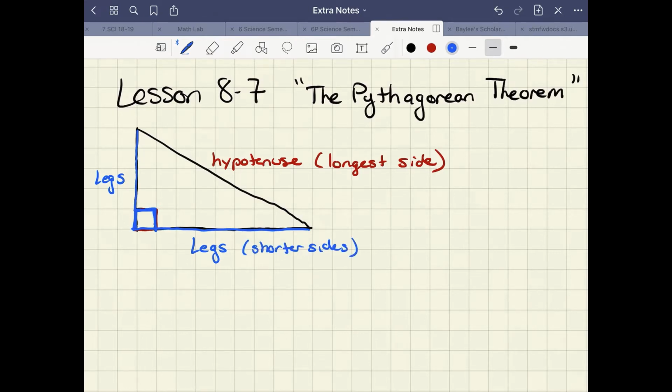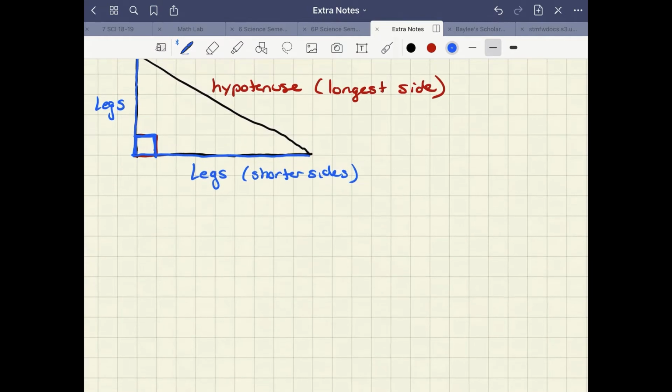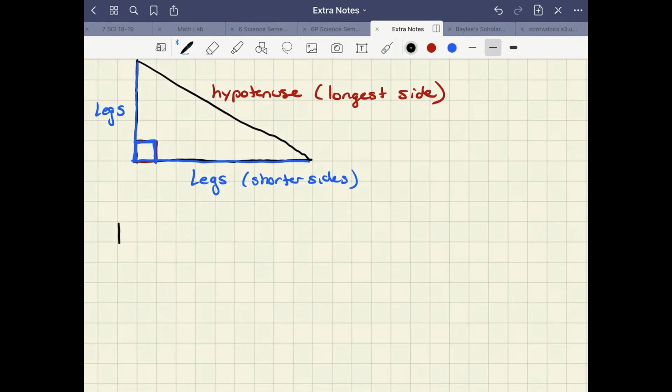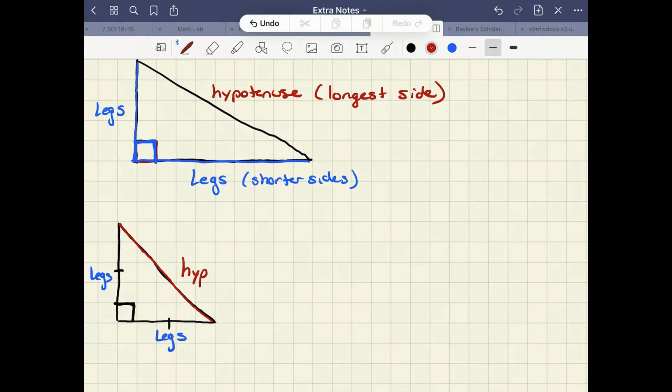Okay, and what you need to understand is that the legs can be the same. For instance, a classic example of this might be a right isosceles triangle, where this side and this side are the same. Those still would be legs, and this longest side would still be the hypotenuse. So this relationship still exists for right triangles.